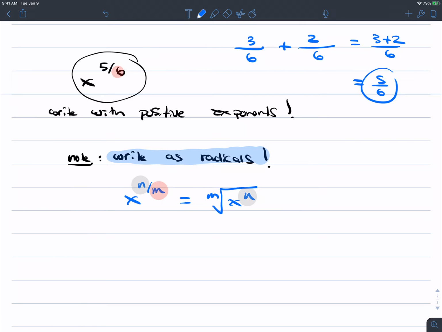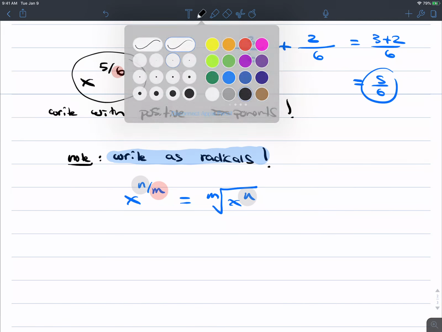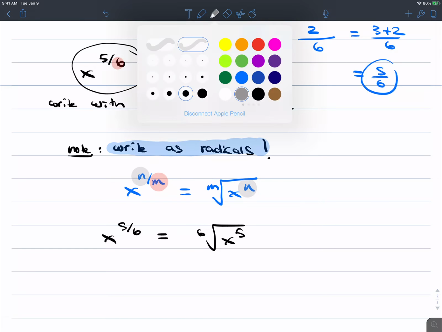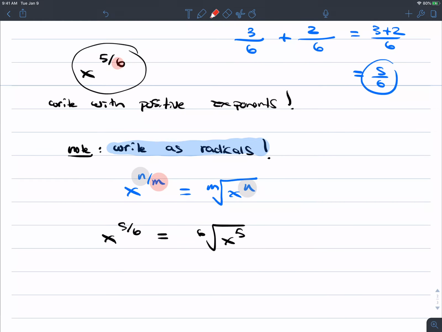And we may want to do that because it can tell us when we have a reduced radical. So my index is 6. This is x to the fifth power. And if you guys recall, because the index, here's the index, is actually bigger than my power, that means this radical is simplified. So that's a good thing to know.